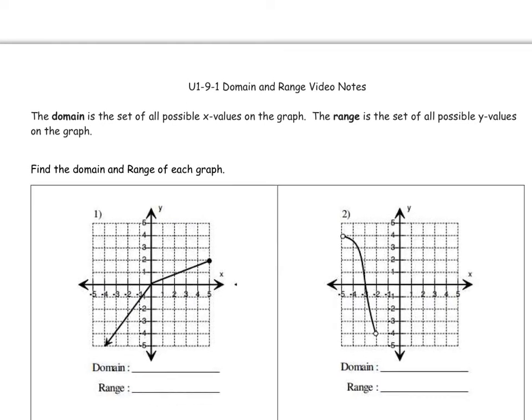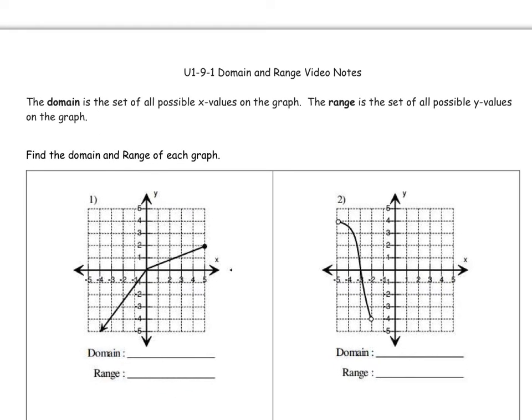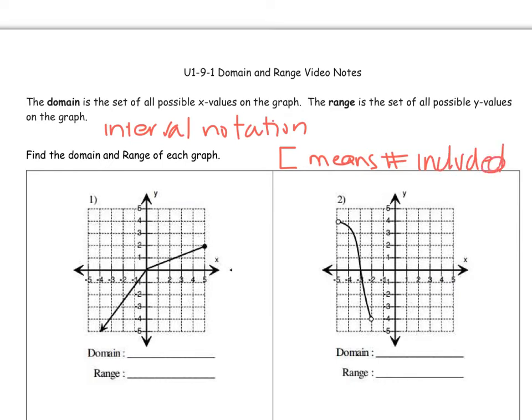Interval notation. So we're going to write the domain and the range as an interval. So we are going to use interval notation. And what that means is if we are including the value, we are going to use a bracket. This means that the number is included, kind of like a closed circle, or the solid line on a systems of equations, or the closed circle on an inequality. Means the number is included in our set.